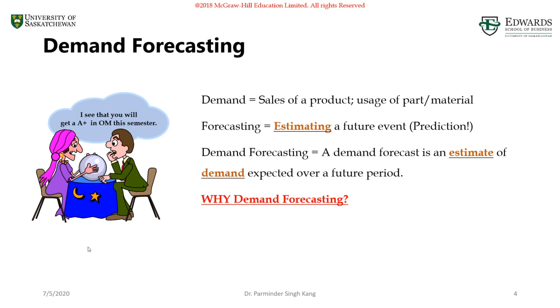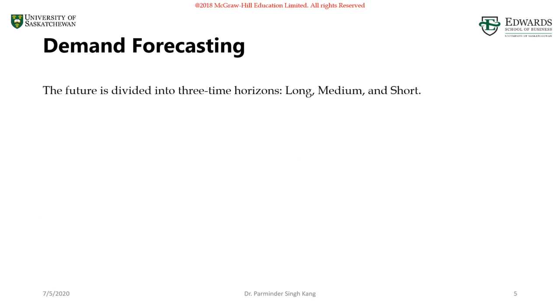So let's explore this further based on the time horizons. The term time horizon defines the range of time period we are forecasting for. How much further ahead do we want to look into the future, right? So there are three time horizons: long, medium, and short.